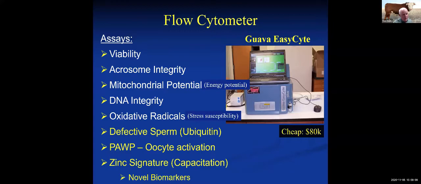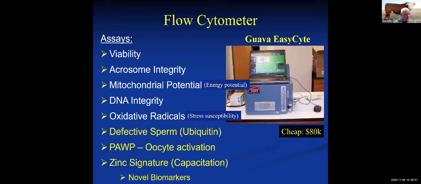But sperm can be measured with a lot of other assays, such as the ubiquitin assay. Peter Sutovsky, Clay Kearns there. Peter's lab developed the ubiquitin assay, the PAWP assay, the post-acrosomal WW domain-binding protein assay, that's involved with measures of oocyte activation, or the ability to activate an oocyte. Zinc signature or capacitation assay that Clay has worked on so much. And there's other novel biomarkers, and we've got some people who are working on some of those as well. I know other labs are using flow cytometers, and I think it has a lot of potential.